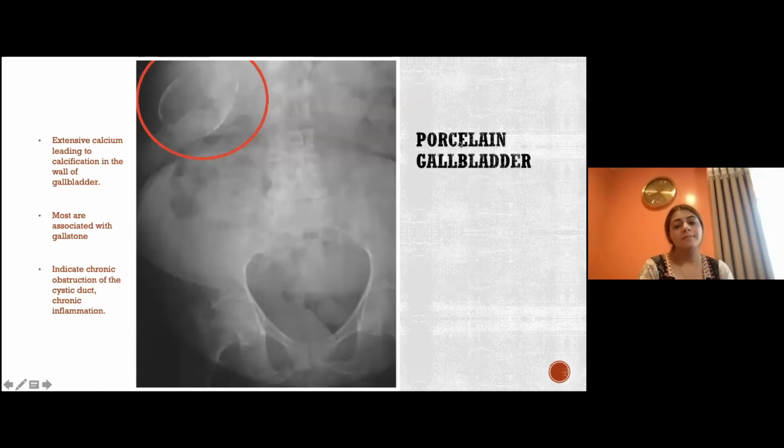So here is an image of a porcelain gallbladder, which is circled in red. When I mention calcification, I'm basically talking about calcium deposits. So you'll have extensive calcium leading to calcification in the wall of the gallbladder. Most of them are associated with the stones that are found in the gallbladder. It is also indicative of chronic obstruction of the cystic duct and chronic inflammation.